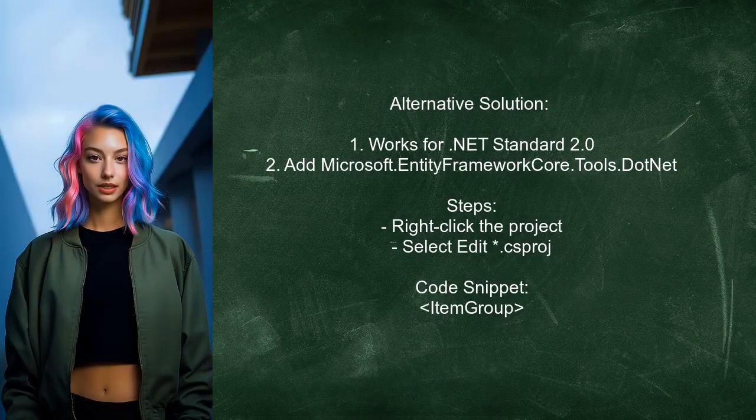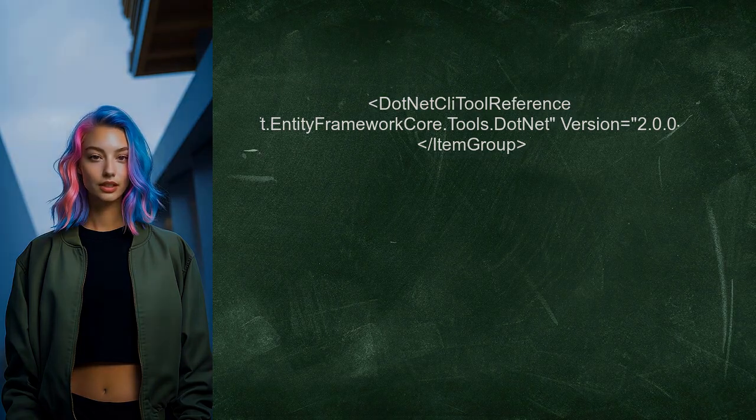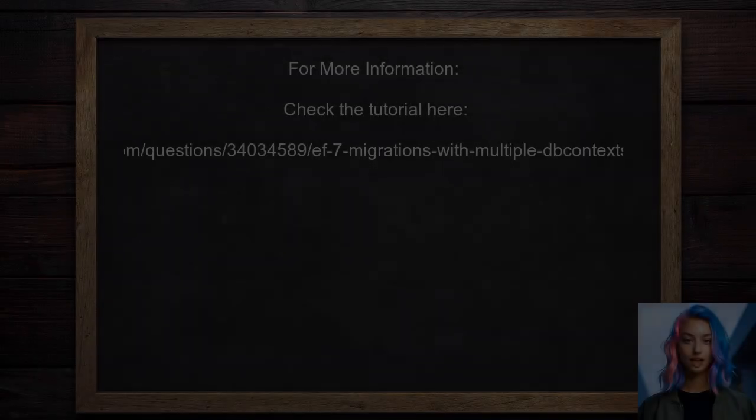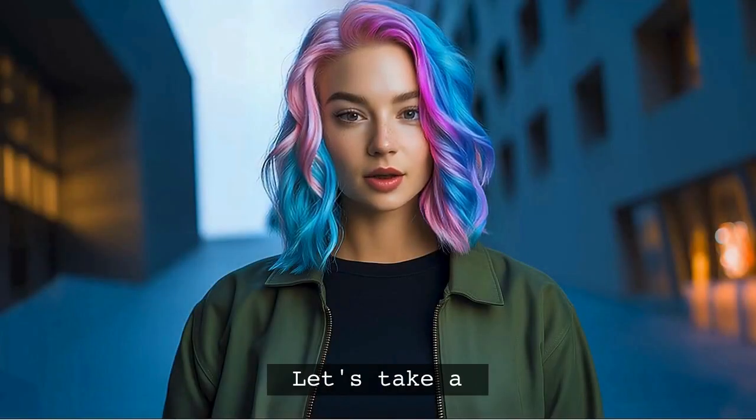One user shares an alternative approach for running EF Core migrations in .NET Standard. They mention that while they haven't tested .NET Standard 1.6, it works for version 2.0. To enable this, you need to add Microsoft.EntityFrameworkCore.Tools.DotNet to each class library containing a DB context. For more detailed guidance, you can check out a tutorial linked in their response, which covers EF migrations with multiple DB contexts. That's all on that answer. Let's take a look at another one.